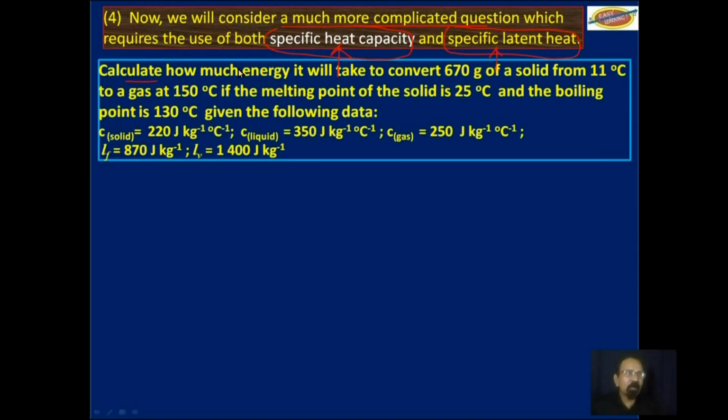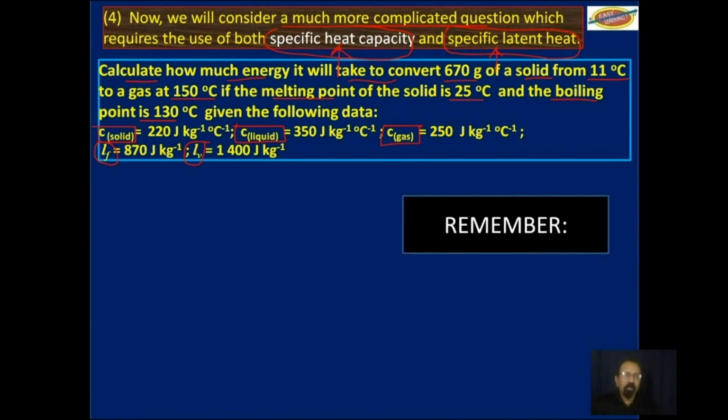You are to calculate how much heat energy it will take to convert 670 grams of a solid at 11 degrees Celsius to a gas at 150 degrees Celsius if the melting point of the solid is 25 degrees Celsius and the boiling point is 130 degrees Celsius. And you are given the following data. Specific heat capacity of the solid. You are also given the specific heat capacity of the liquid. You are given the specific heat capacity of the gas. You are given the latent heat of fusion and the latent heat of vaporization of this material we are dealing with.